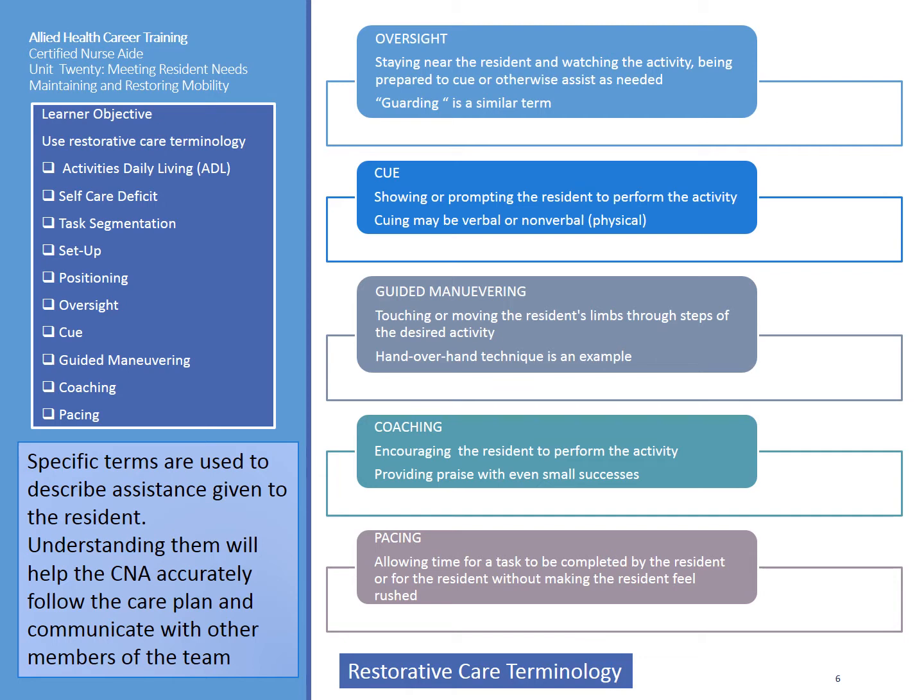Cue means showing or prompting the resident to perform the activity. Cueing may be verbal or nonverbal, physical. So, say they had their toothbrush in their hand and they were just kind of looking at it and didn't know exactly what to do with it. You might pretend like you have a toothbrush in your hand and bring it up to your mouth and kind of mimic brushing your teeth. That's cueing. Guidance maneuver is touching or moving the resident's limbs through the steps of the desired activity. It's a hand over hand technique. It's a good example.